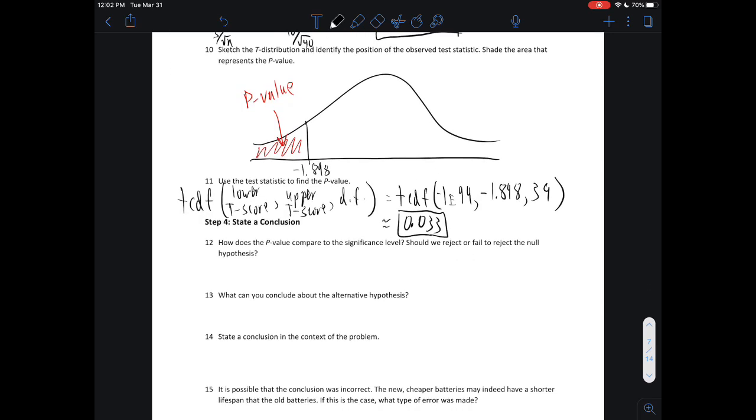So then number 12, how does the p-value compare to the significance level? So our p-value is 0.033.